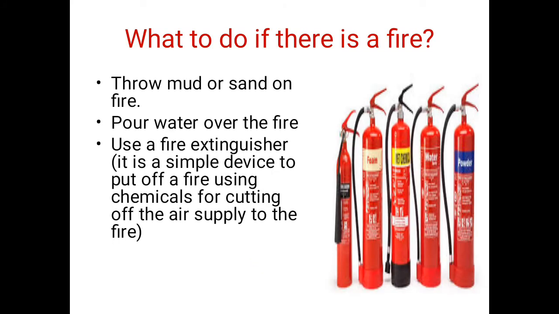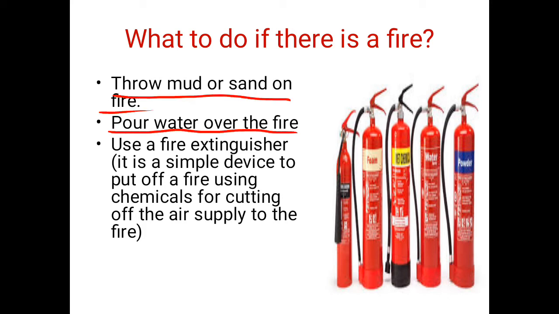So what to do if there is a fire? The very first and immediate action you can take when you see fire around you is to throw mud or sand on the fire. Wherever you are, if you're somewhere outside and you see sand or mud around, you just start throwing the mud or sand on the fire so that it will be stopped. Then you can pour water, like all the fire brigades in the world are using this technique to control the fire.